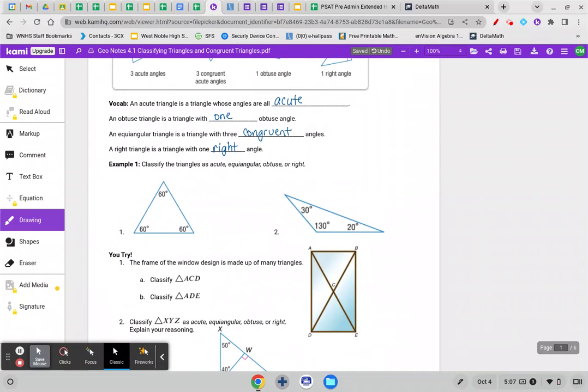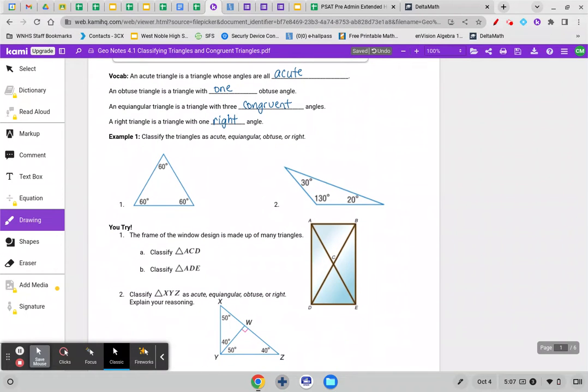For our example here, you are going to classify the triangles as acute, equiangular, obtuse, or right. This first one is actually 2 things. Because they are all 60 degrees, this is an equiangular triangle. And they are all acute angles, so it is also an acute triangle. The second one, because there is 1 obtuse angle, is an obtuse triangle.